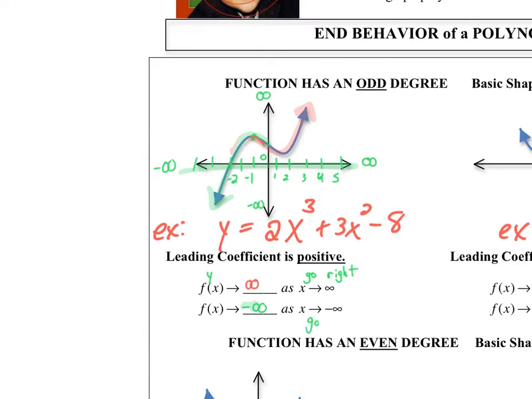As x goes to negative infinity, that means as you go left, the y is going down. When you go to the right, y is going up. This is up, and this is down for the y value. So just which way is the graph going? When it goes left, is it going up or down? When it goes to the right, is it going up or down?